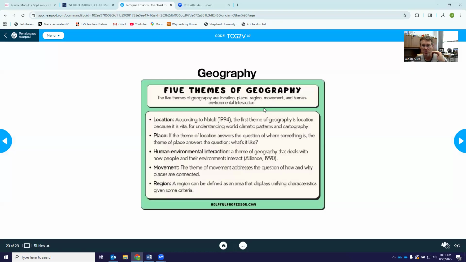Location is literally where it is. There's relative and absolute location. Relative is sort of where it is, like I live close to Martinsburg. My absolute location would be my latitude and longitude, so to speak.